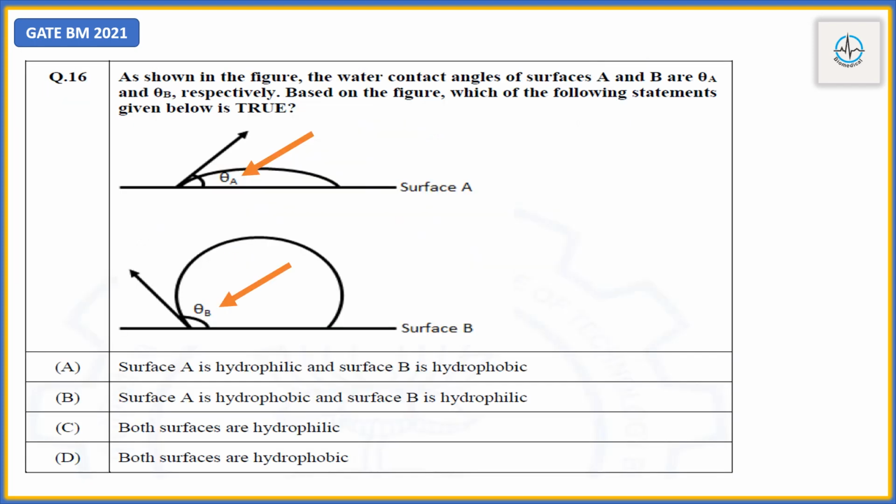The next question is, as shown in the figure, the water contact angles of surface A and B are theta A and theta B, respectively. Based on the figure, which of the following statements given below is true? Now, in the first figure, theta A is the angle made by a fluid on the surface A. Similarly, in the second diagram, theta B is the angle made by the fluid 2 on the surface B. Now, if we observe here, theta A is smaller than theta B.